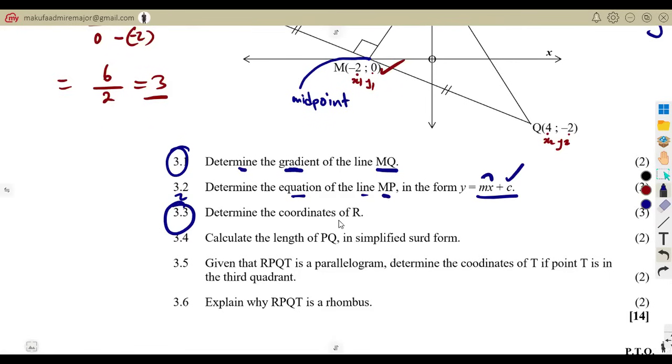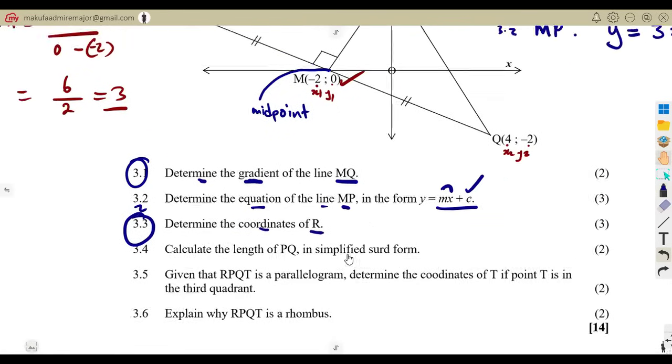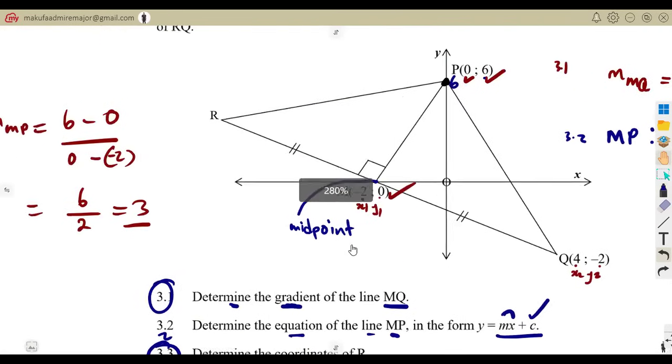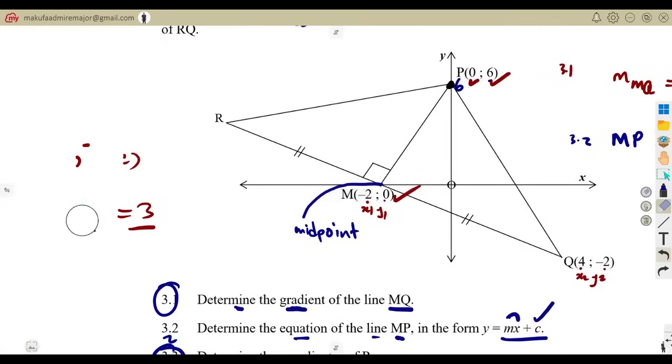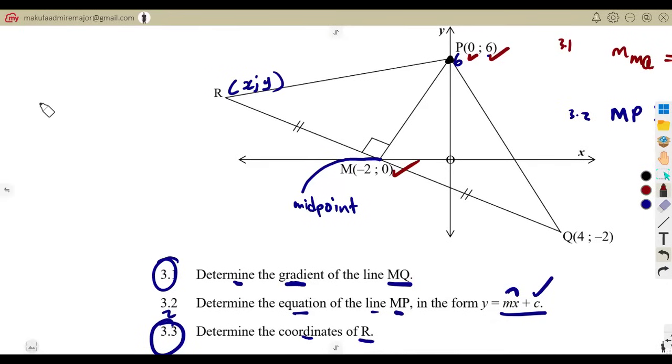All right, another question: determine the coordinates of R. 3 marks. R is this point that we see here, where we are told that M is the midpoint. So let the point R be (x, y). So using the midpoint concept, how do you calculate the midpoint, guys? M, the midpoint, was calculated from x1 plus x2 over 2, y1 plus y2 over 2.